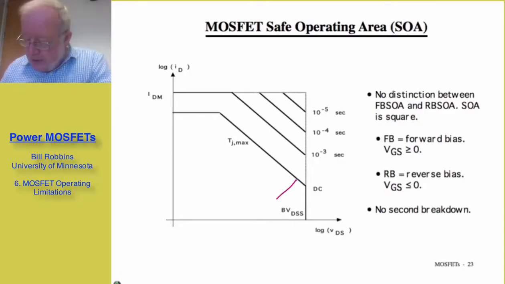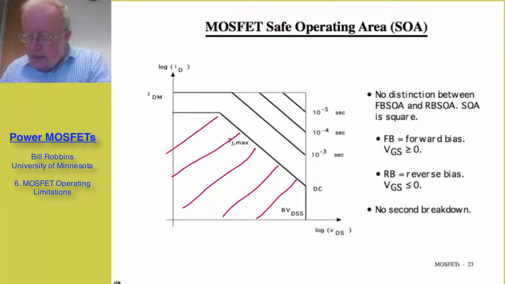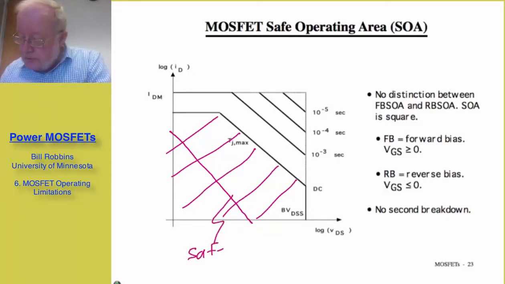So the safe operating area in this condition is this shaded area that I'm indicating here. Any load line within this safe operating area is legitimate. So this would be a safe load line.